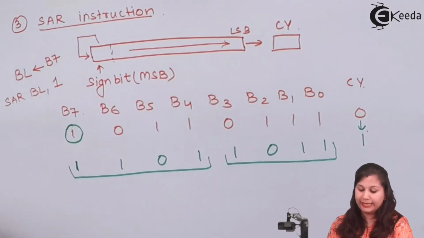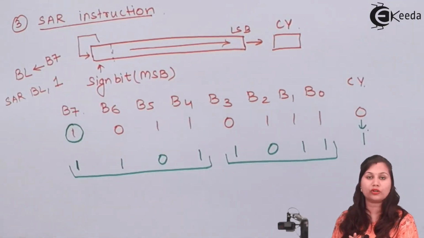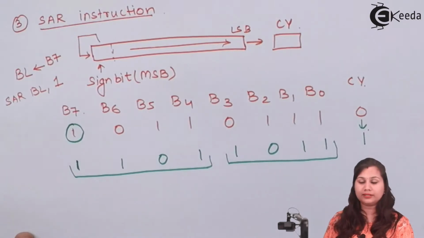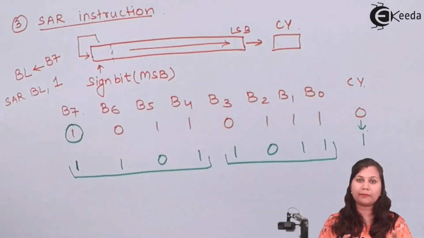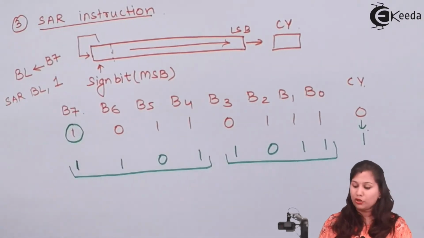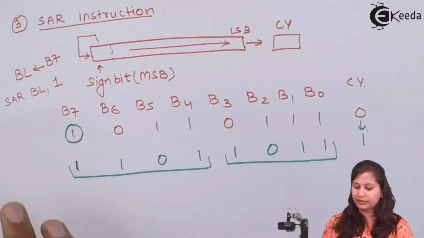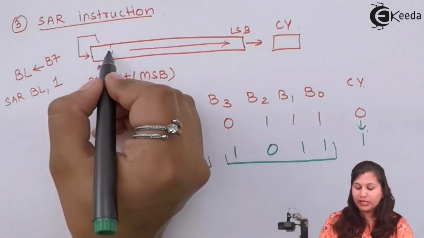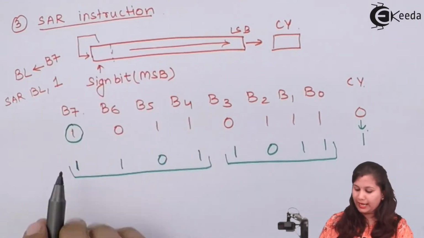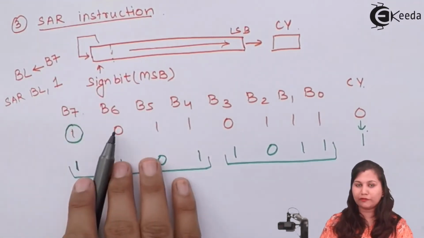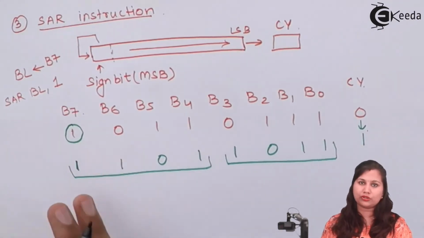So this SAR instruction is used for signed numbers, where the sign bit or the MSB indicates whether the number is positive or negative. So that information about the number is stored, not deleted. The old MSB is made the new MSB, and this MSB is also shifted to the B6 position.